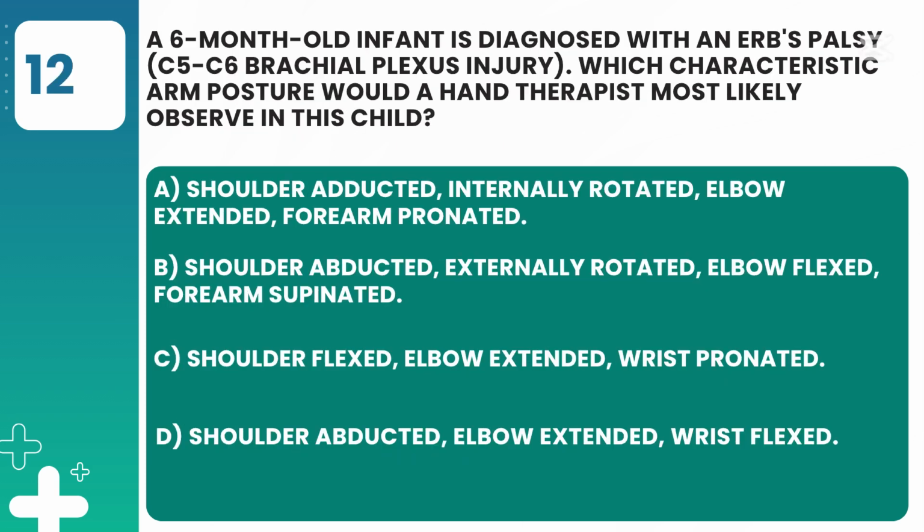Question 12. A 6-month-old infant is diagnosed with an Erb's palsy, C5-C6 brachial plexus injury. Which characteristic arm posture would a hand therapist most likely observe in this child? A. Shoulder adducted, internally rotated, elbow extended, forearm pronated. B. Shoulder abducted, externally rotated, elbow flexed, forearm supinated. C. Shoulder flexed, elbow extended, wrist pronated. D. Shoulder abducted, elbow extended, wrist flexed.